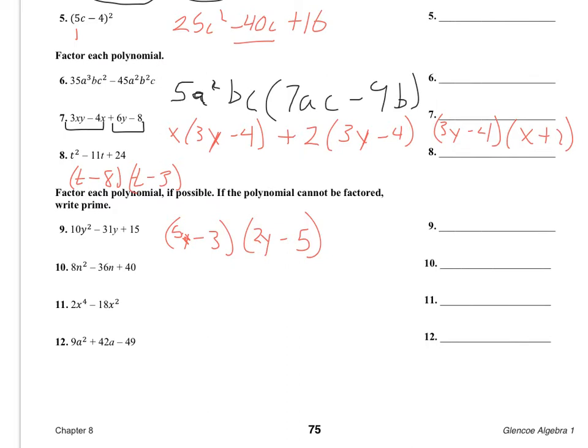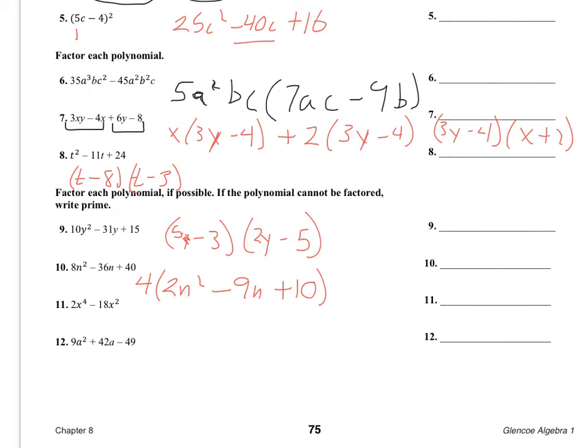Well, this one's also going to have to use the box method, but it looks like I can factor out the number. Can I take out an 8? No, I can only take out a 4. So I'll factor out the 4, leave the 4 there, and then it's 2n squared minus 9n plus 10, right?